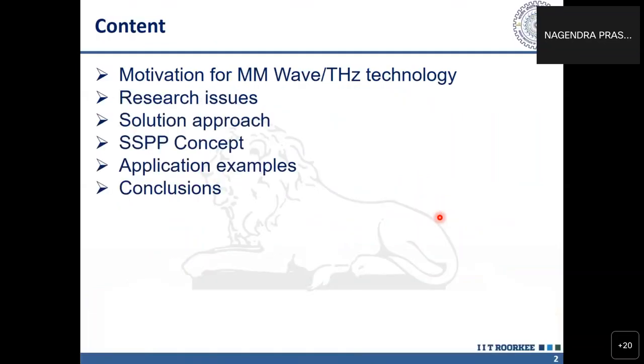In the content, I will follow my presentation in a sequence. So we will start discussing motivation for going for this millimeter wave or terahertz technology. Then what are the research issues we are facing or we expect to face? And what are the possible solution approach? You know that there may be large number of possibilities, but we are looking for few only. And then what is the concept of SSPP?